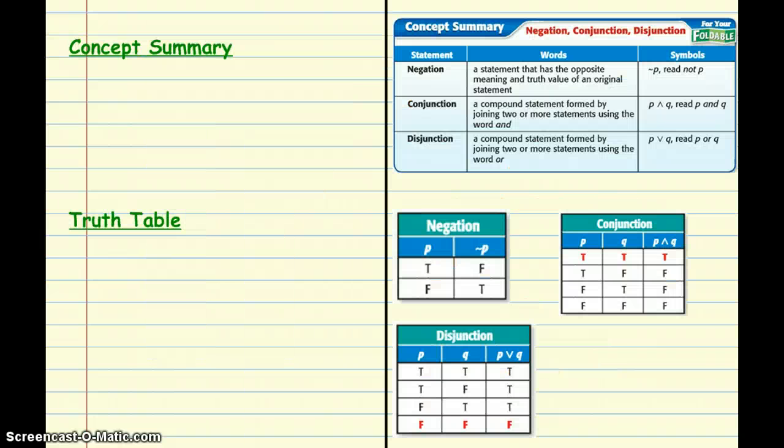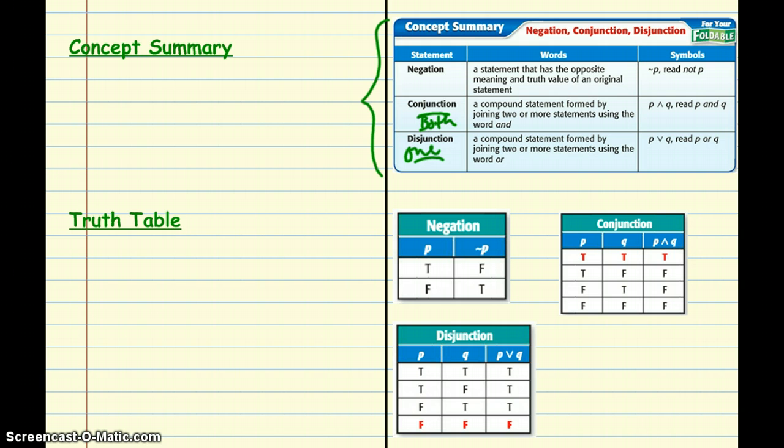All right, so let's add this into your sheet where you're tracking all of these concept summaries. The next thing is actually combining what we just talked about in a table: negations, conjunctions, and disjunctions. The big thing to remember is with a conjunction, both statements have to be true, because we're using the word and. Then disjunction is only one has to be true because we're using the word or.